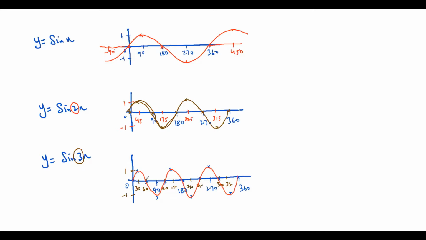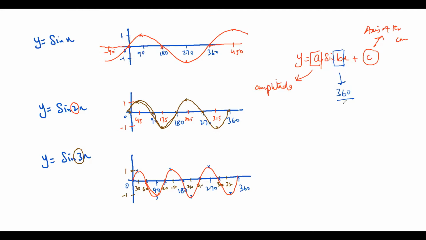Okay, I was telling you that when you have y is equal to a sine bx plus c, this a is the amplitude. Okay, this is the amplitude of the curve. This c is the axis of the curve. Okay, and now this b, what does this b tell us? This is going to tell us 360 over b. That is going to be the period over here. Okay. Now, when it was just sine x, the period is going to be 360.